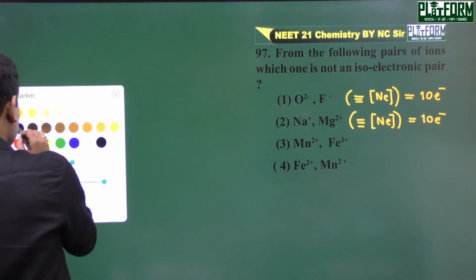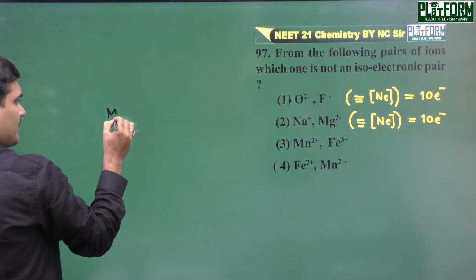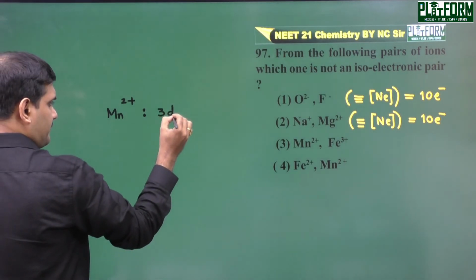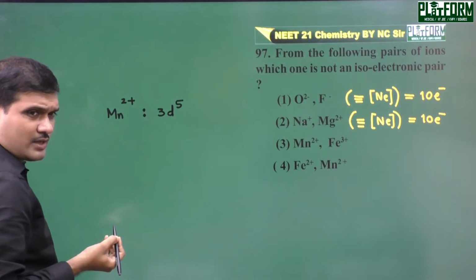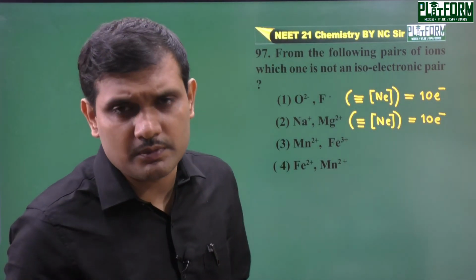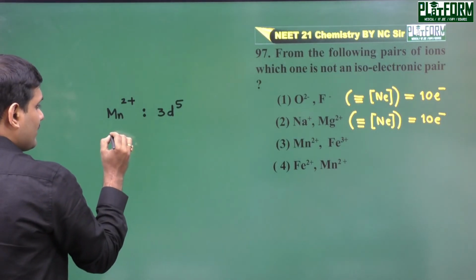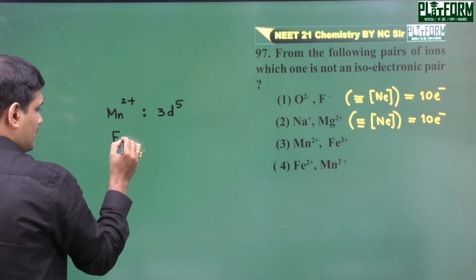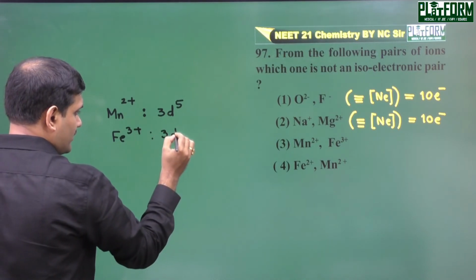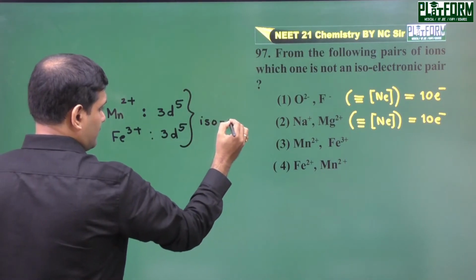Next, it is given Mn2 plus. Mn2 plus means it is a 3d5 system. Mn has atomic number 25. If you remove 2 electrons, it will have 23 electrons, with the configuration 3d5. And we have Fe3 plus, that is 26, and it also gets a 3d5 system, so they are also isoelectronic.